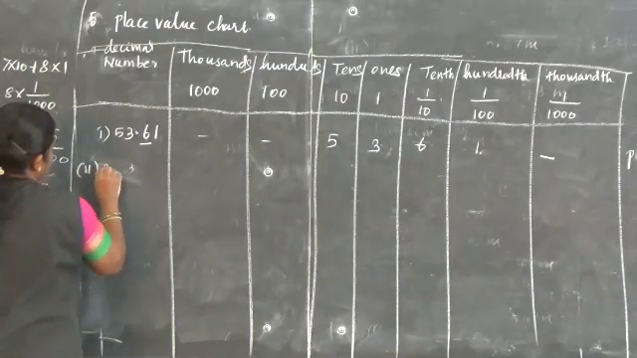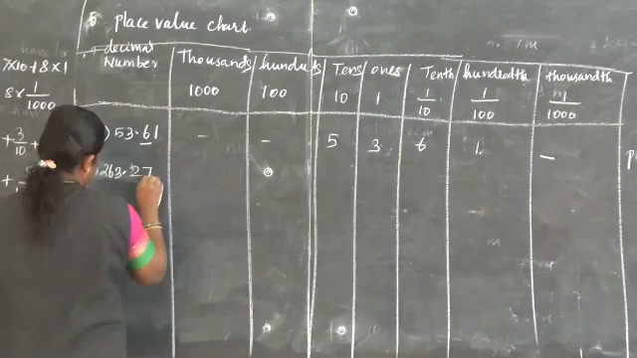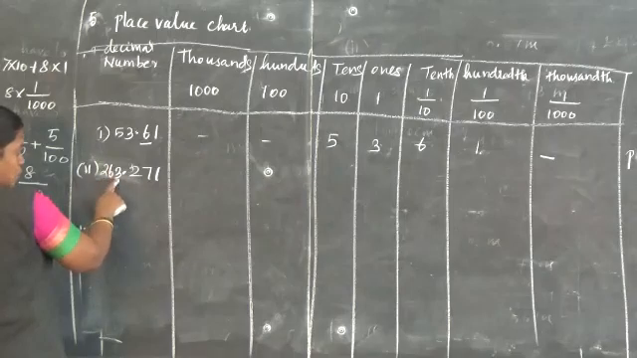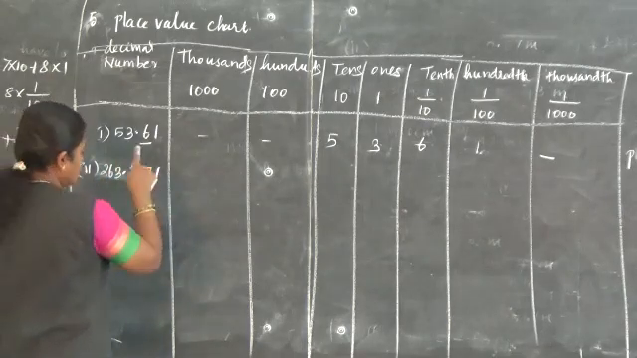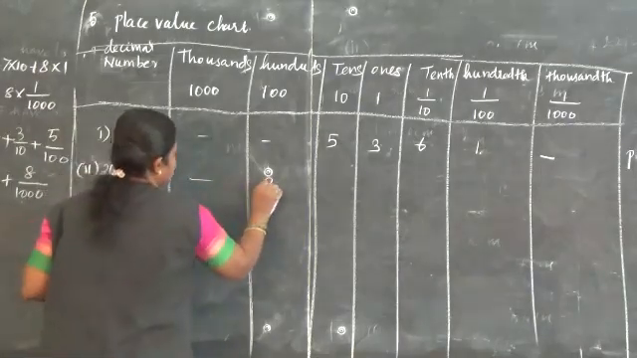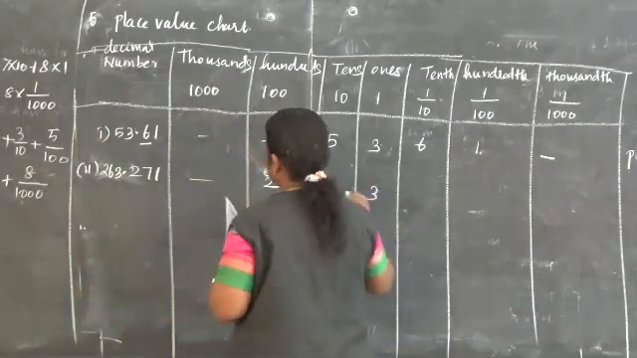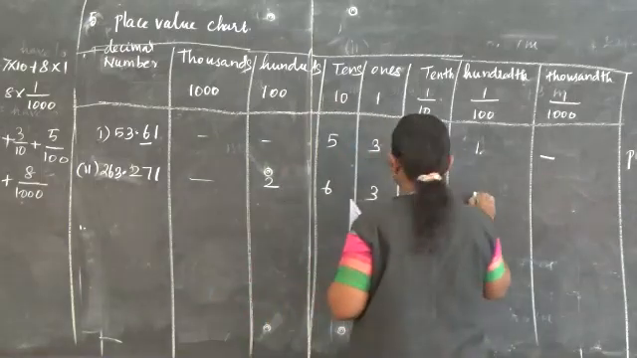Second subdivision, 263.271. Here hundreds, tens, ones, after that tenths, hundredths, thousandths. So here no thousands, 2 hundreds, 6 tens, 3 ones. How many tens are there? 2. How many hundreds are there?